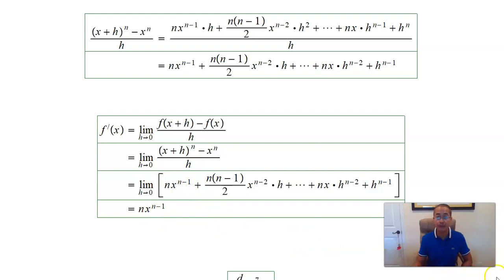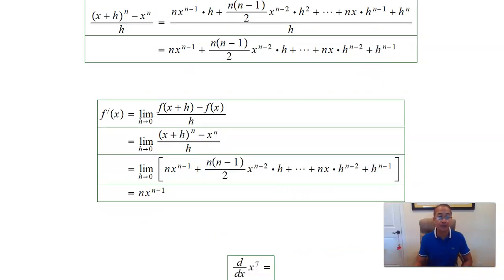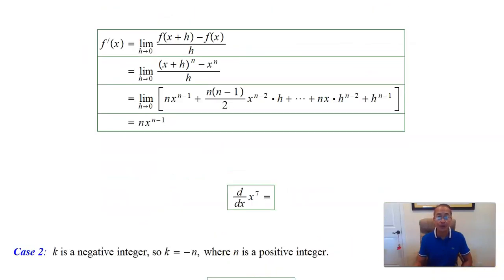That is, of course, the power rule that almost all of us begin with, okay? So let's apply it to x to the 7. We will, of course, just get 7 times x raised to the power 6.